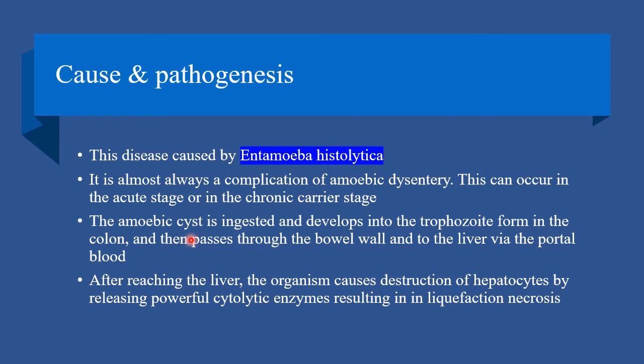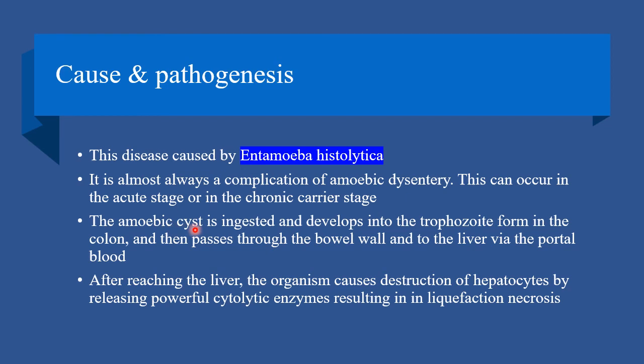Okay, the cause and pathogenesis of liver abscess. Liver abscess is caused by the amoeba known as Entamoeba histolytica. It is always a complication of amoebic dysentery, which is a precursor to the formation of liver abscess. Okay, infection of the colon leading to amoebic dysentery. This can occur in an acute stage, that it takes place within a matter of days to a week, or it can become a chronic carrier stage.